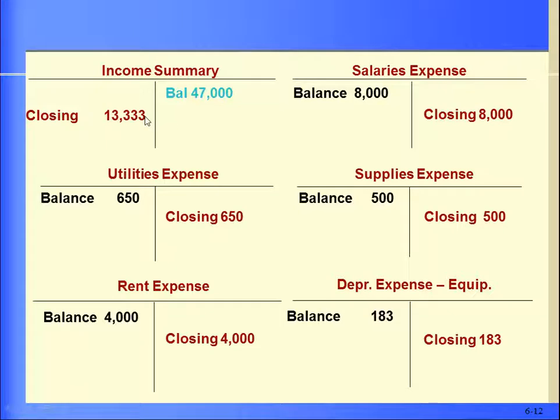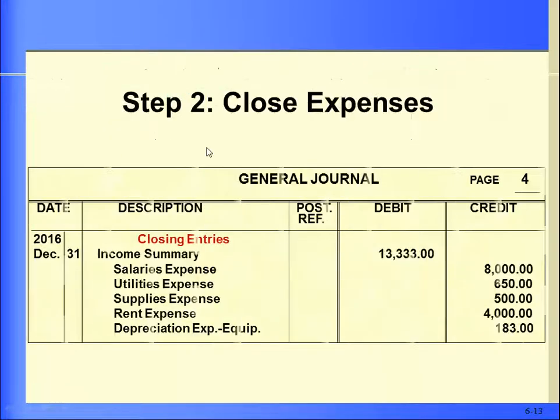So if you think about it, your whole income statement is right here, and we know what net income is going to be, because net income is revenues minus expenses. So that difference will be your net income. So here are the closing entries. So instead of doing income summary salaries expense, income summary utilities expense, income summary supplies expense, we can put this all in one compound entry.